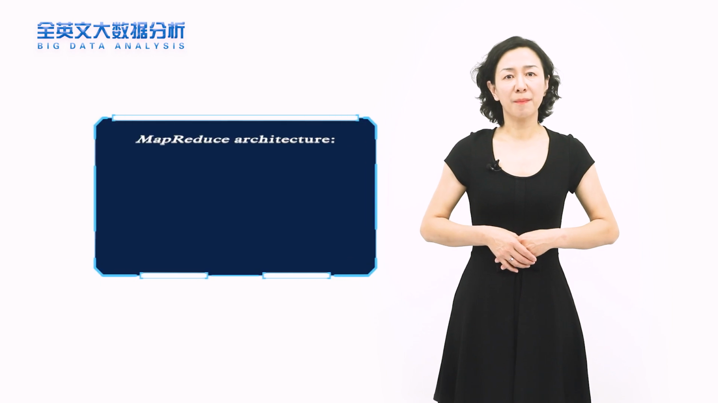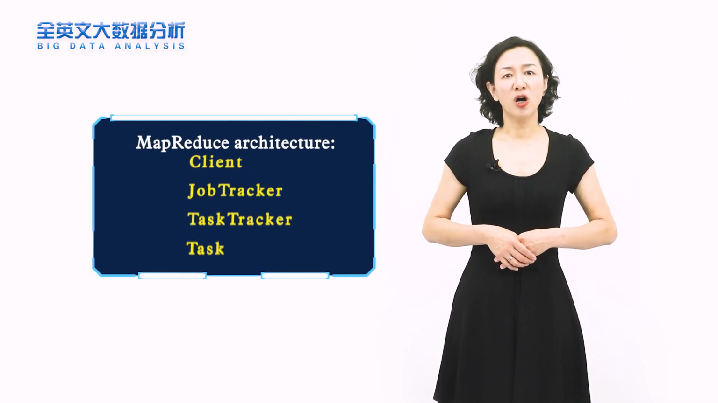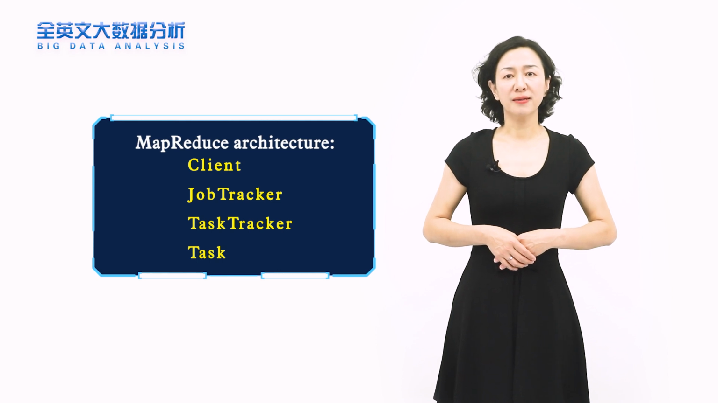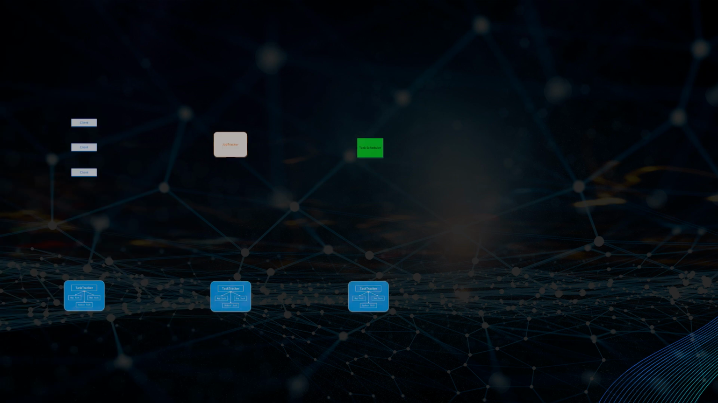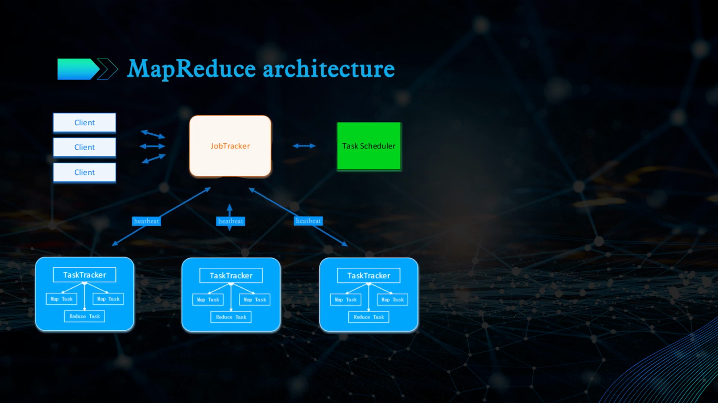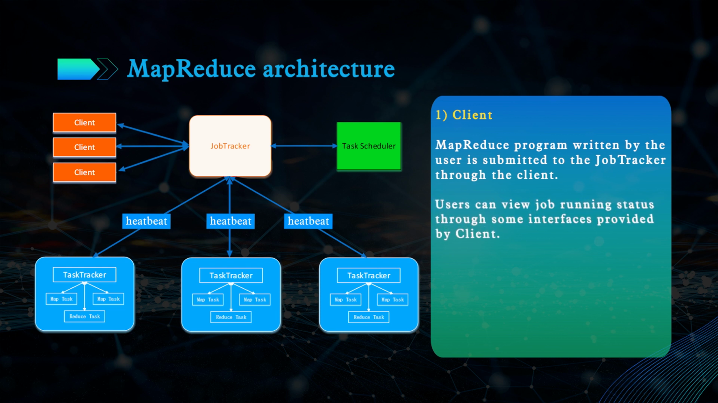MapReduce architecture mainly includes 4 parts: client, job tracker, task tracker, and task. Let's look at them one by one. The first one, client. The MapReduce program written by the user is submitted to the job tracker through the client. Users can view the job running status through some interfaces provided by the client.